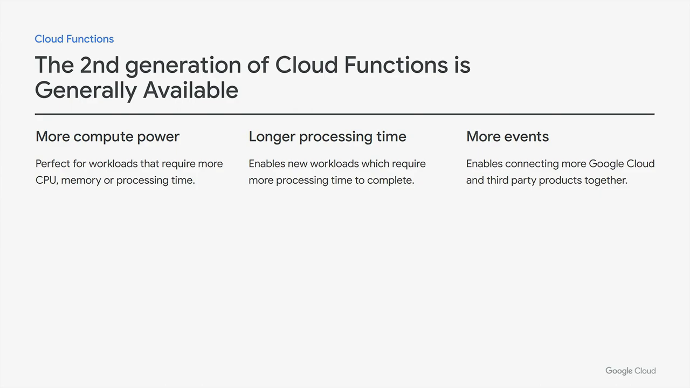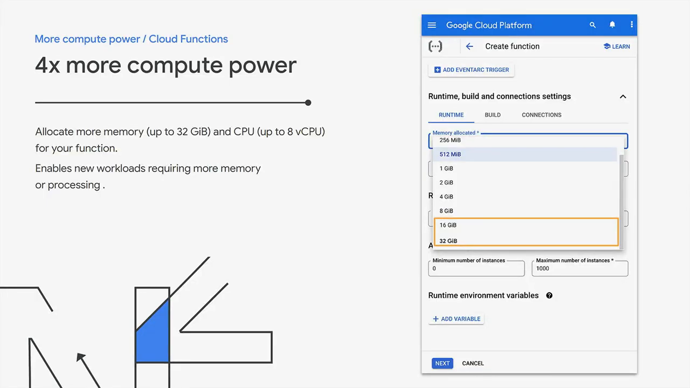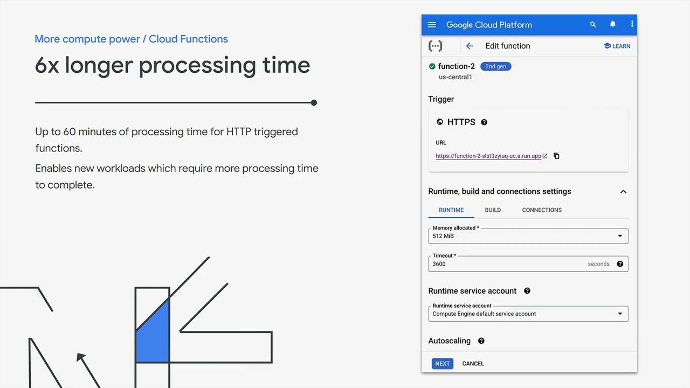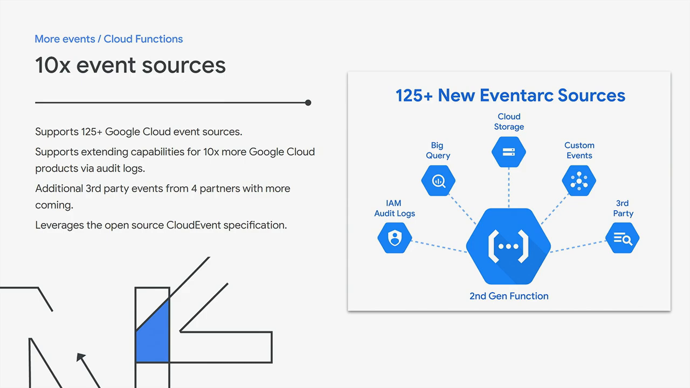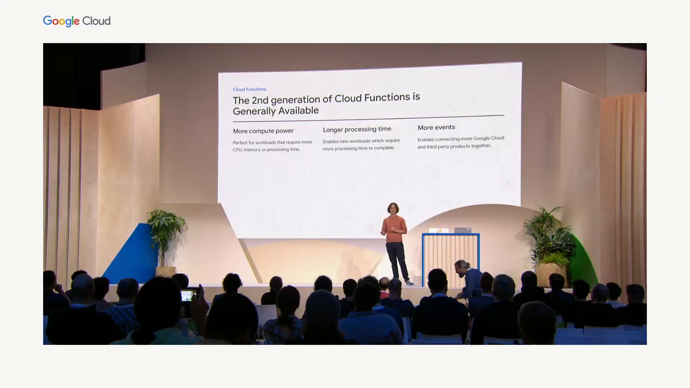What's new in Cloud Functions? You told us you really liked Cloud Functions, but you wanted more, and that's why we added more. We launched the second generation of Cloud Functions. It has more compute power, longer processing times, and more events. So today, you can select up to 8 CPUs and 32 gigabytes of RAM. This is about enabling workloads that didn't fit on a Cloud Function in the past. And this also helps. We increased the maximum processing time for HTTP-triggered functions to 1 hour, a full hour. And finally, more events. Cloud Functions now supports over 125 event sources through its integration with EventArc. That's 10 times more than before. So Cloud Functions second generation is about more compute power, longer processing times, and more events.